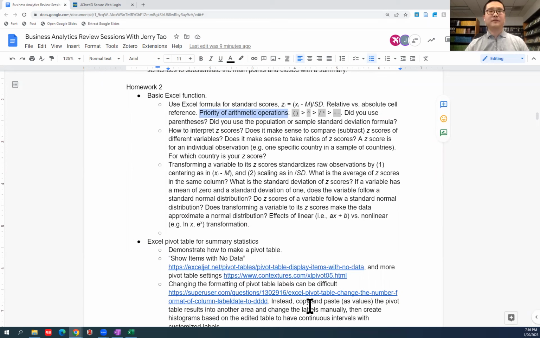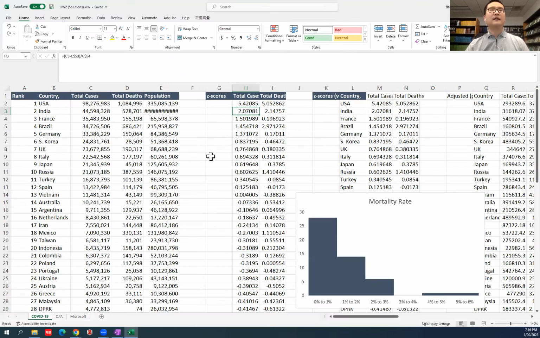How do we interpret a z-score? I would like a volunteer student to try and make a tentative answer to this question. How do you interpret, for example, this 5.42 for total cases of USA? Feel free to unmute yourself.